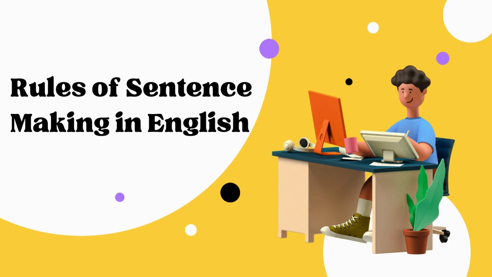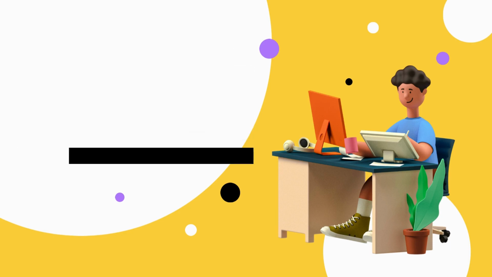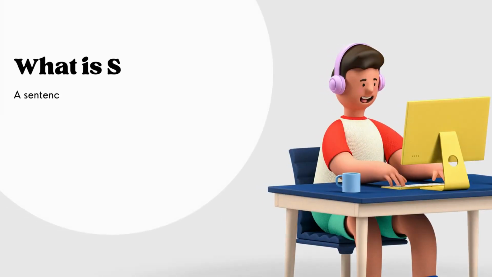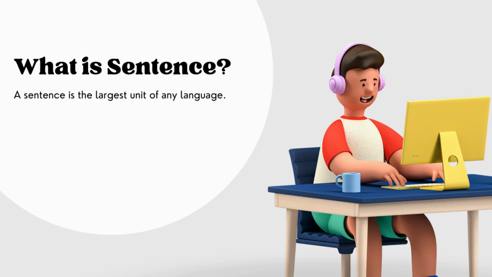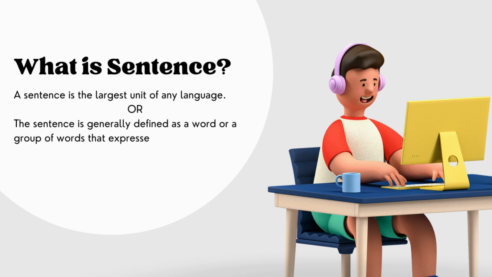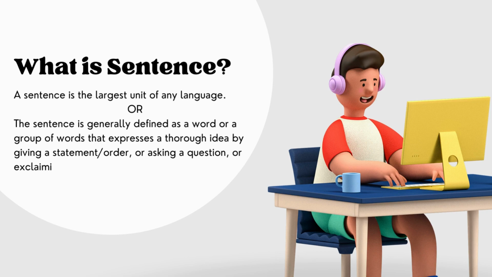So let's begin with the basic concept of sentence in English. A sentence is the largest unit of any language. In English, it begins with a capital letter and ends with a full stop, or a question mark, or an exclamation mark. The sentence is generally defined as a word or a group of words that expresses a thorough idea by giving a statement, order, or asking a question, or exclaiming.